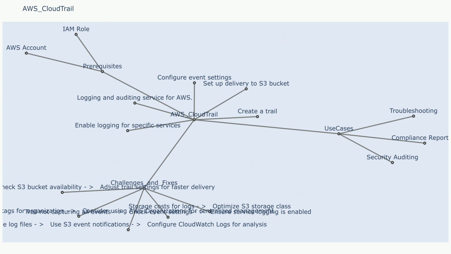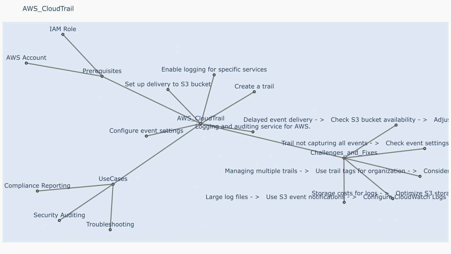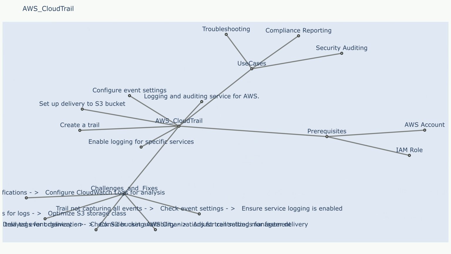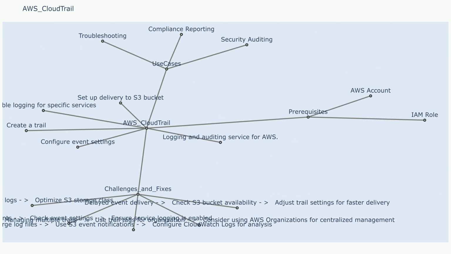Prerequisites: an AWS account is necessary to use CloudTrail. You can sign up for a free AWS account at https://aws.amazon.com and enroll. Appropriate permissions are needed to configure and manage CloudTrail.